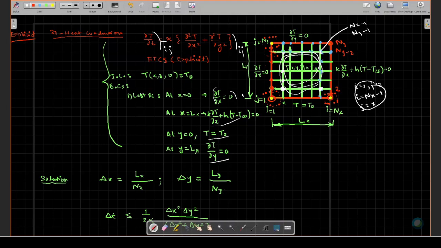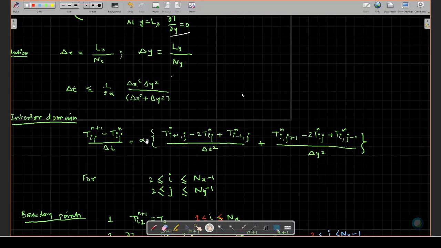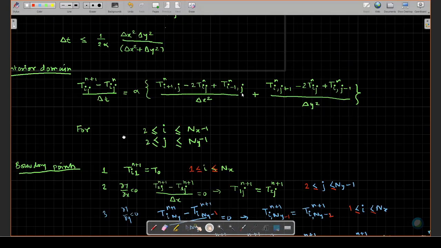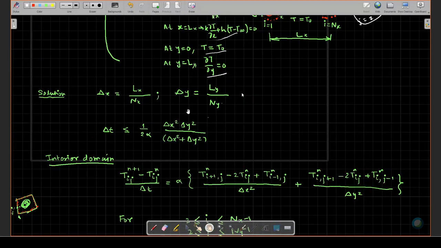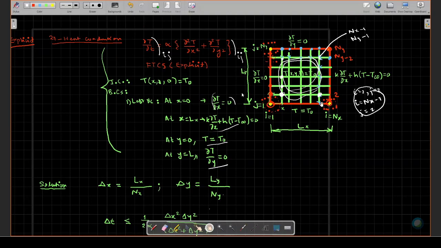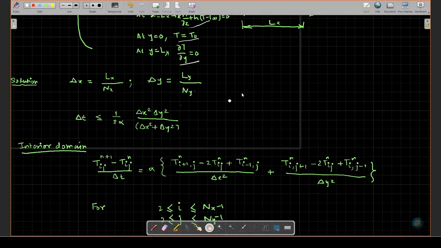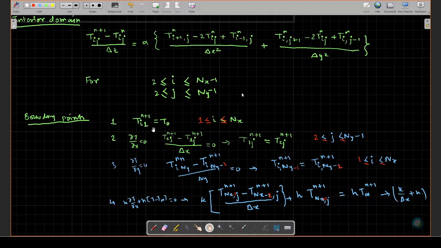So what we do is we take this PDE, we first do it for interior domains. So all T_ij are done for interior domains. Now for the boundary grid points: at the bottom boundary, j is 1 everywhere here, but i is varying from 1 to nx. So for i varying from 1 to nx, I would have written T_i1 equals 0, where j is 1.